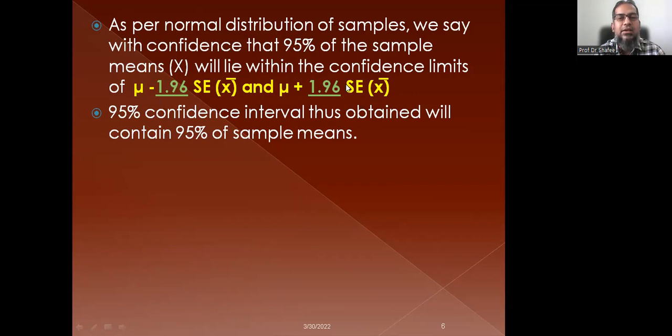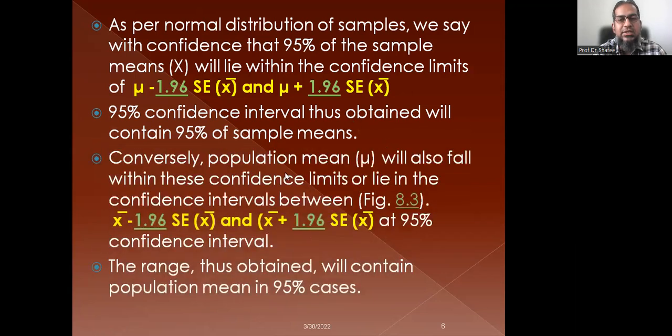Any mean falling in this range is considered within the 95% confidence interval. So 95% of the means will fall in this range. That will be the normal distribution. The population mean will also fall within these confidence limits. The sample mean will be distributed around the population mean; in this case, the population mean will be distributed around the sample mean.